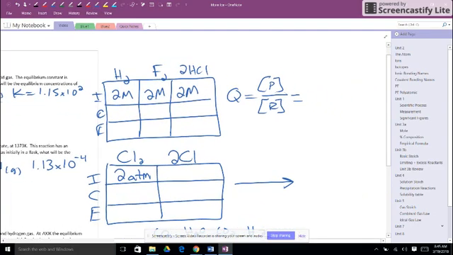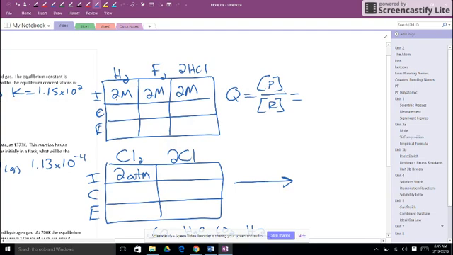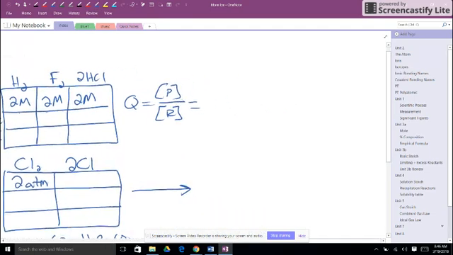Now, in this problem, we need to start with our initial concentrations. We had 2 molarity of each. Remember, we're going to put concentrations in these ICE tables. An ICE table stands for the initial concentration, the change in concentration, and the equilibrium concentration. Since we have initial concentrations of each species, we need to figure out where we're at. So that's Q.